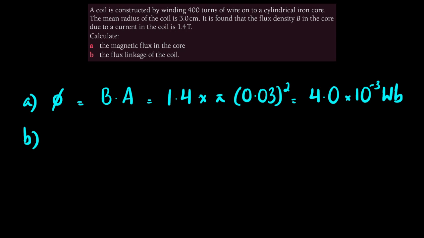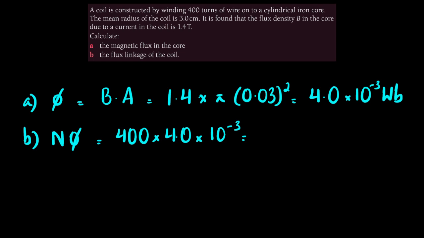On to part B, the flux linkage of the coil. So we need N phi now. So we've already found phi. So 400 times that, 4.0 times 10 to the negative 3. So this turns out to be 1.6 webers.